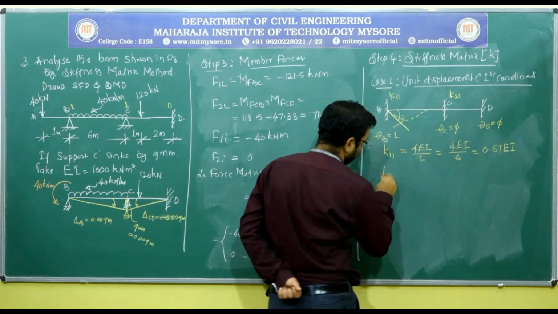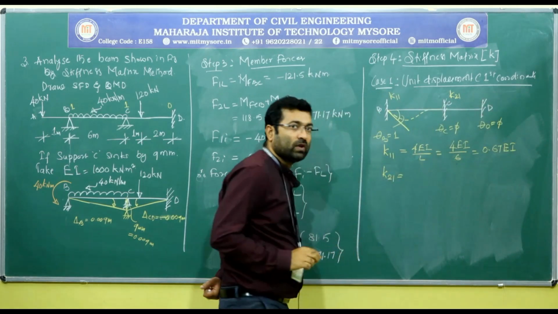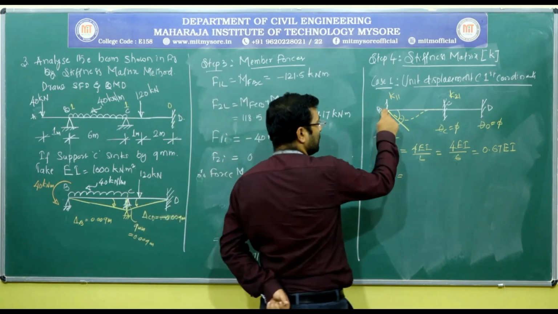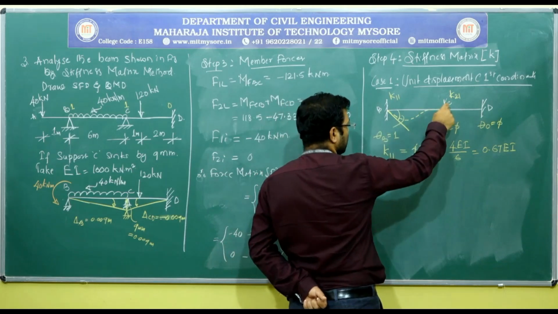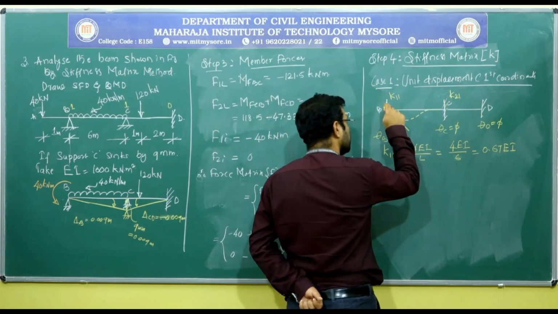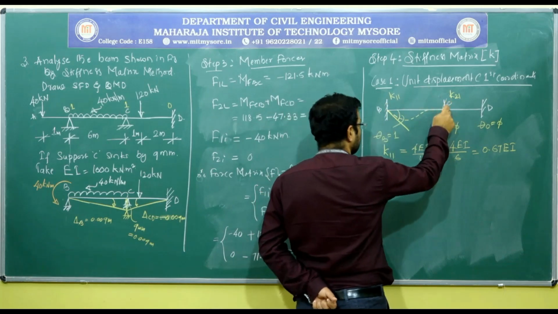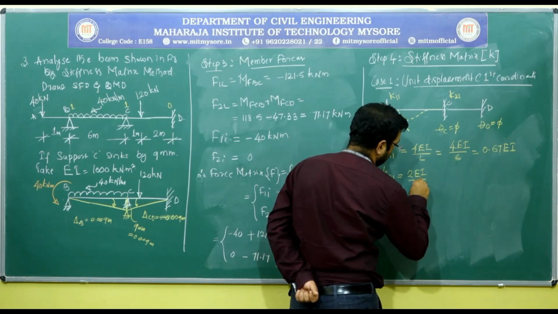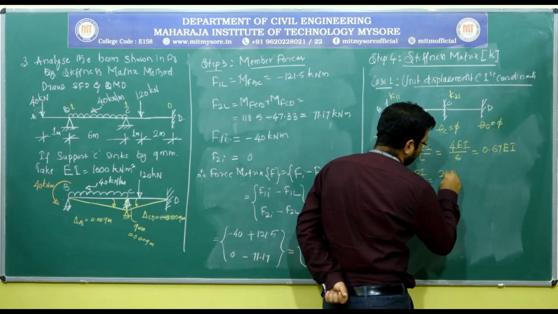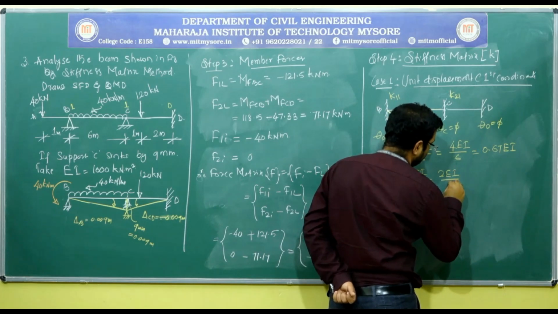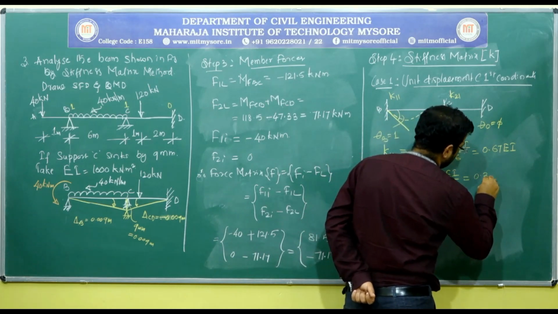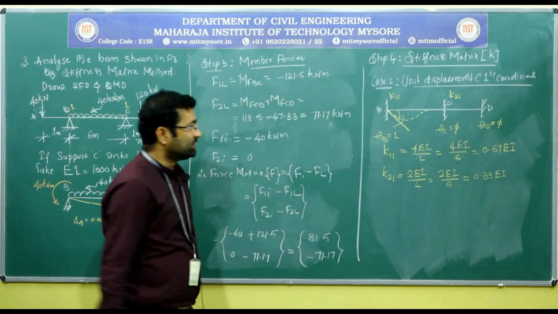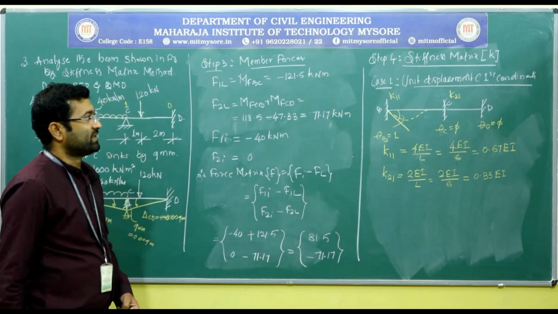Similarly, K21: I am inducing displacement at B and measuring force at C. It is 2 EI by L, so 2 EI by 6. This gives me 0.33 EI. This is about the first case.